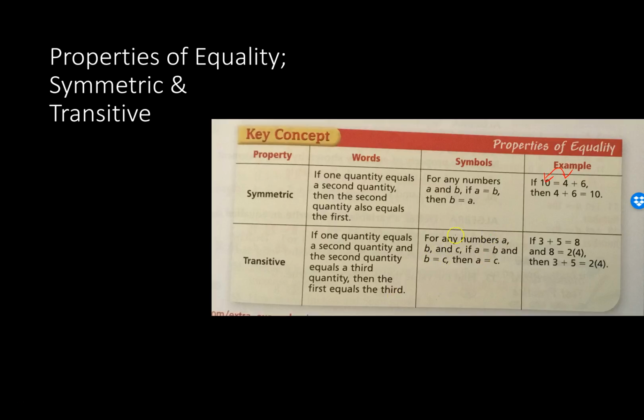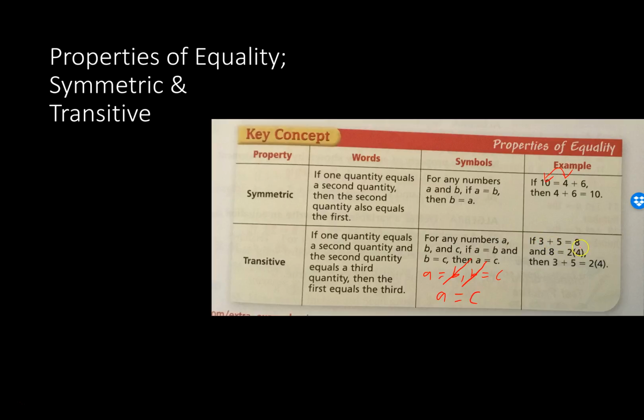So how that would look with just letters and symbols: if A equals B and B equals C, then A equals C. I call this the middleman. You take out the middleman when you have this. So A equals B and then B equals C, I can actually just cut out the middleman and say A equals C. So that's what this is saying.